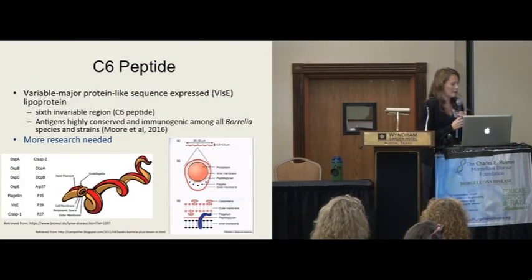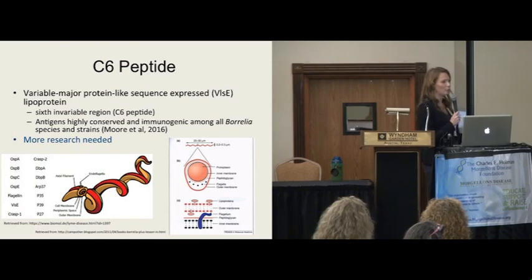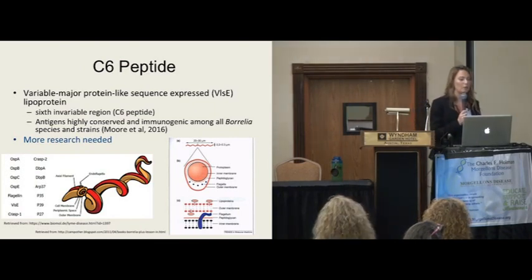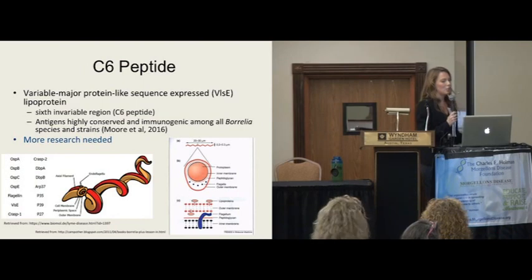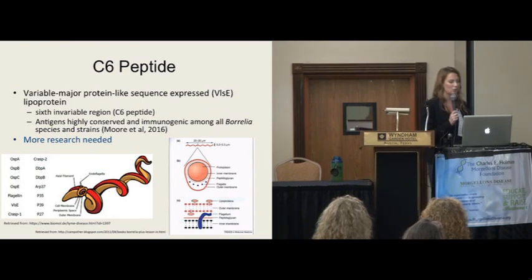So what is the C6 peptide? This is just a brief breakdown. The C6 peptide is a region on the VlsE lipoprotein. A lipoprotein is a protein of the Lyme bacteria. It's the variable major protein-like sequence expressed lipoprotein. And these lipoproteins are highly conserved and immunogenic across all Borrelia species and strains. I have to say, much more research is needed.